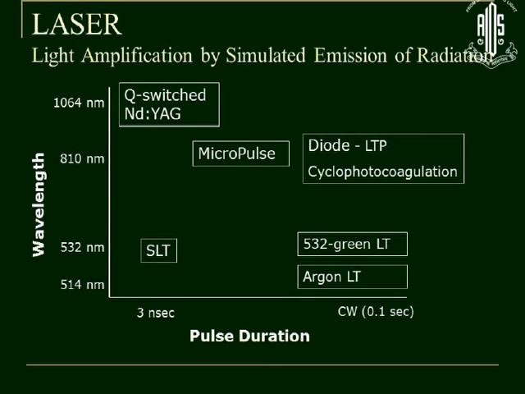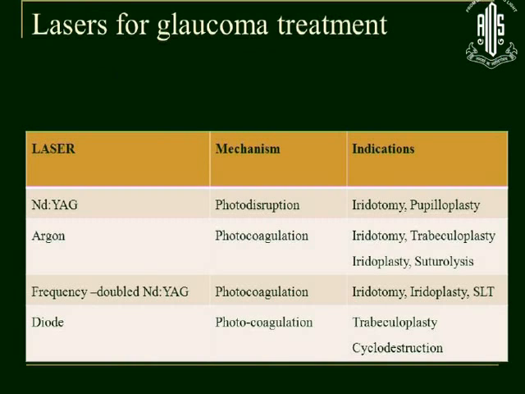Beyond that, you have the diode laser for cyclophotocoagulation, which is at about 810 nanometers. And then down the line comes the 532 green laser, which we do use for our iridoplasties and gonioplasties. And you can do argon, which is again a little less than that, the same wavelength as the SLT. But as we've seen, the spot sizes and the duration and the energy are a little variant. So with this overview, these are the lasers that are used for glaucoma treatment.